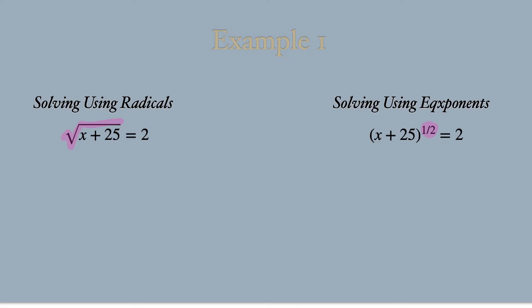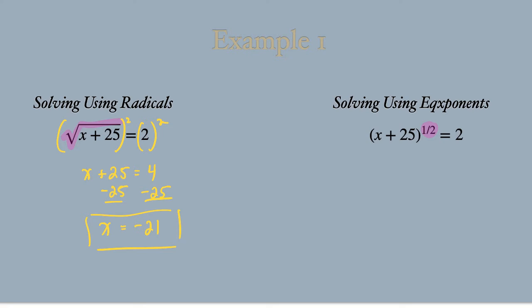So let's go ahead and solve the one on the left using radicals. Here we would square both sides, because the radical is already isolated. X plus 25 equals 4, and then we'll subtract that 25. So x equals negative 21, and this does check. I'm not going to spend time going through that.